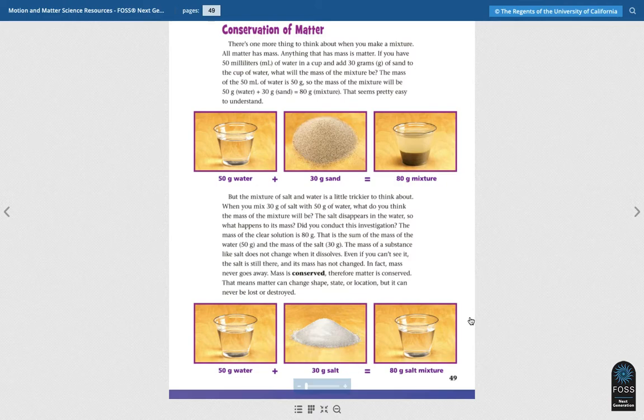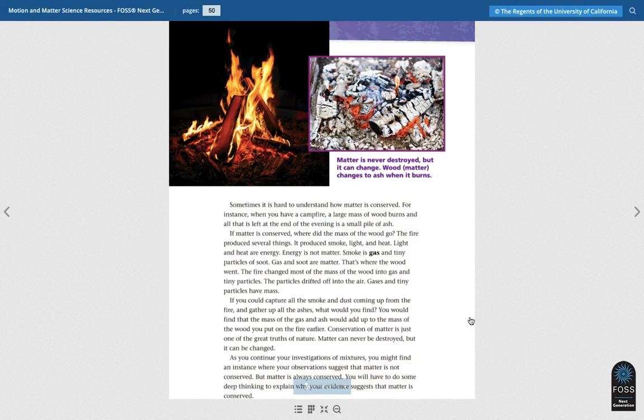Even if you can't see it, the salt is still there and its mass has not changed. In fact, mass never goes away. Mass is conserved. Therefore, the matter is conserved. This means matter can change shape, state, or location, but it can never be lost or destroyed. So that's what our top picture and caption says. Matter is never destroyed, but it can change. For example, wood, the matter in this picture, changes to ash when it's burned.